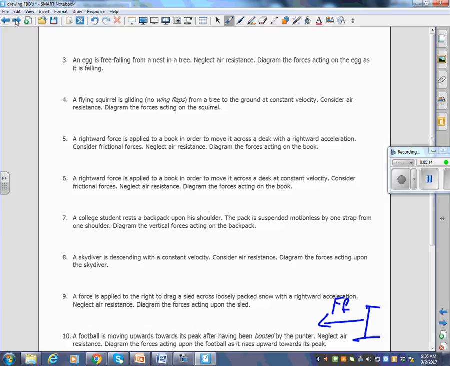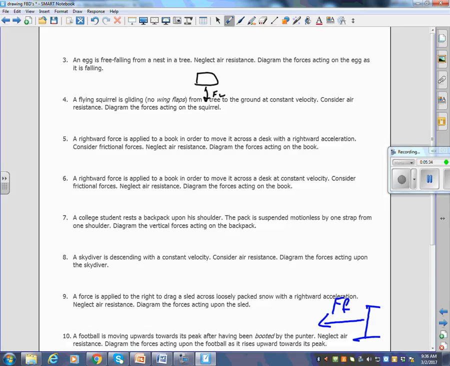An egg is free falling from a nest in a tree, neglect air resistance. Diagram the forces acting on the egg as it is falling. So you should have just gravity. There is no air resistance. Just FW.